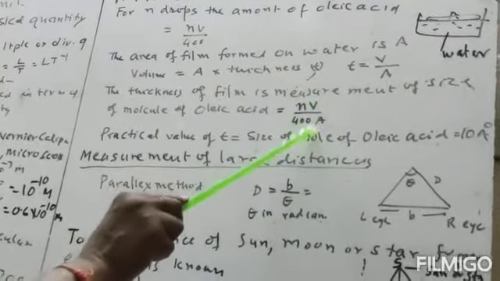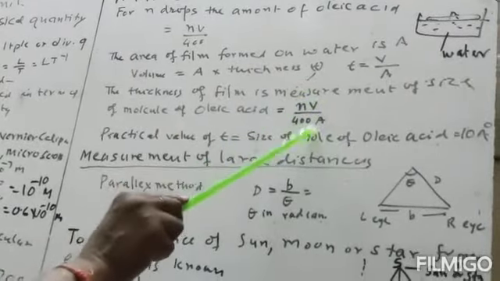Now next our problem is the measurement of large distances. If we want to find the distance from Earth to Sun, Earth to Moon, or Earth to any star, these are very large distances. These large distances cannot be measured by a meter scale or by any tape. We cannot hold it. So it is not possible to measure large distances, which are of the order of 10 raised to 11 meters and above. Then we have to take an alternate method, and that method is the parallax method.